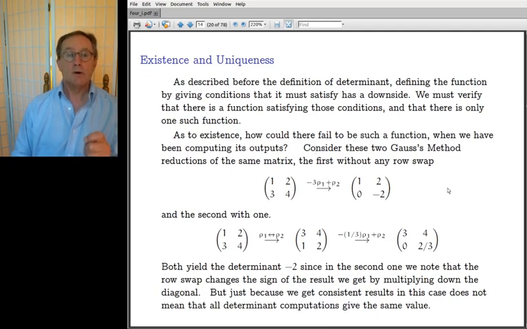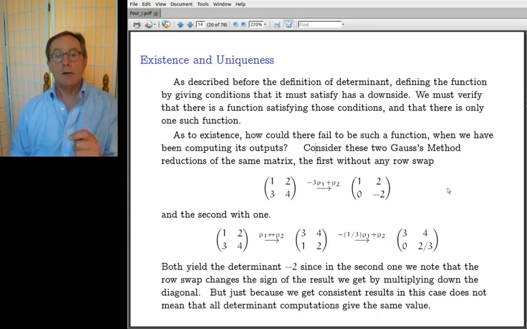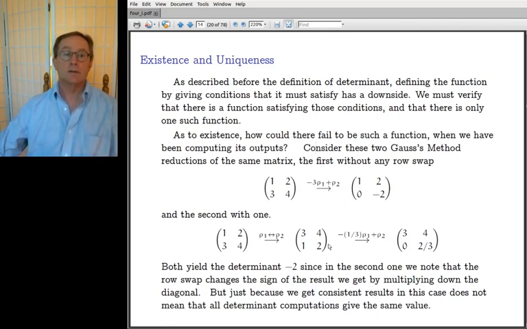But if you're thinking to yourself, why do I need to do more? The mathematical problem is that there's more than one way to do Gauss's method, and we have to verify that doing it by different ways won't give a different determinant answer. That's the problem. So we have to verify existence and uniqueness.